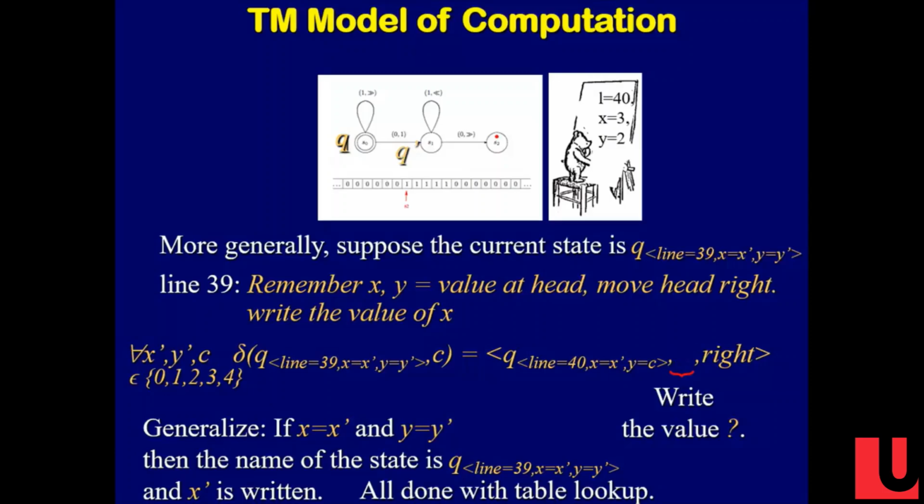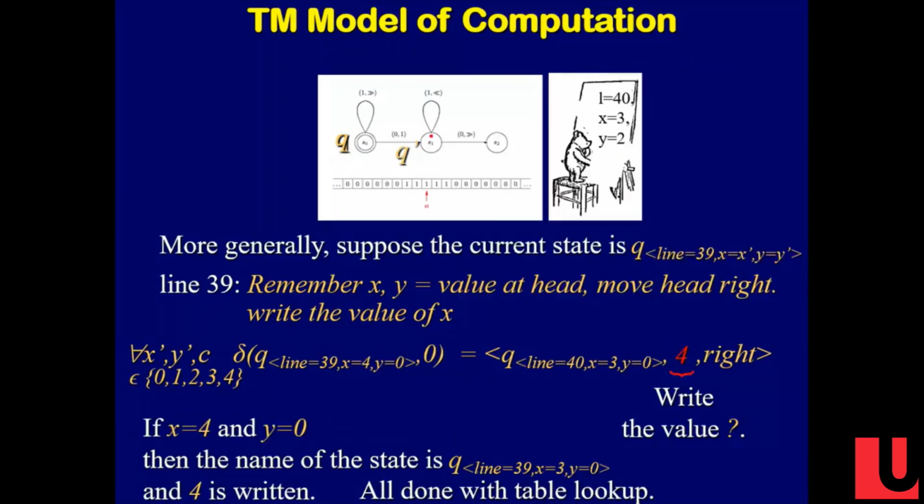So, for example, here, in this case, x prime is 4, y prime is 0, c happens to also be 0. And what we're doing is, then the 4 gets put here. And this is the line in the table. So you put that in the table.